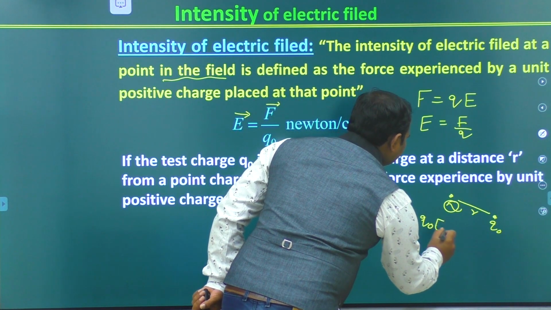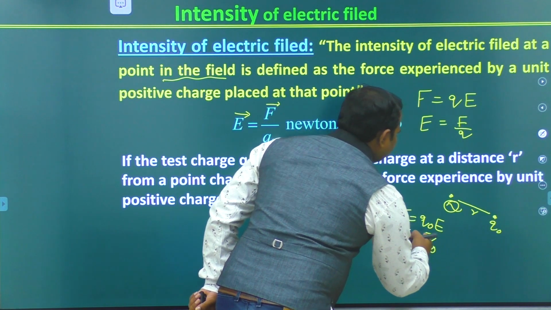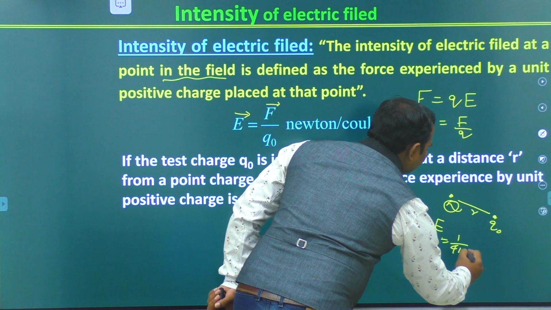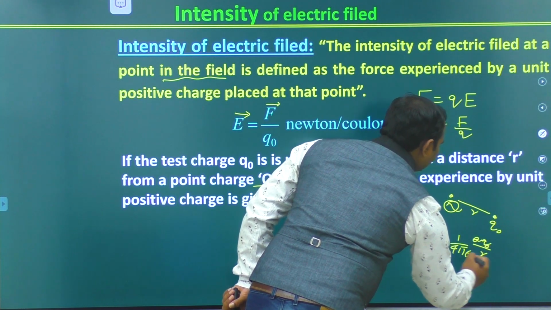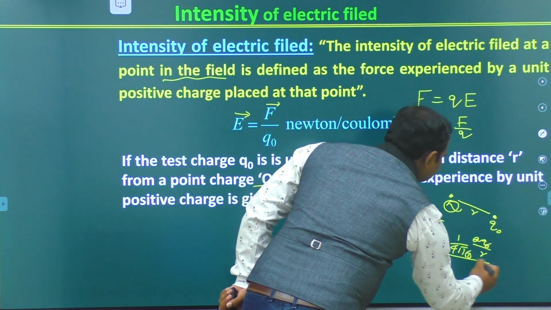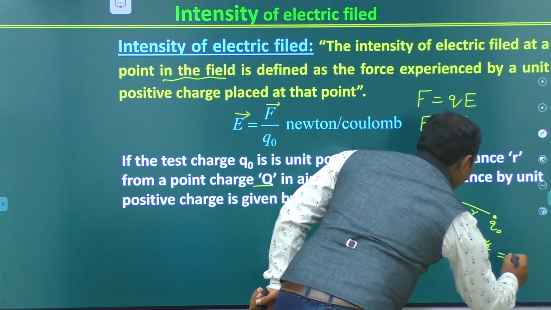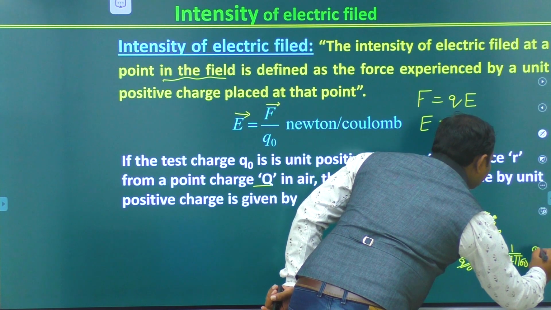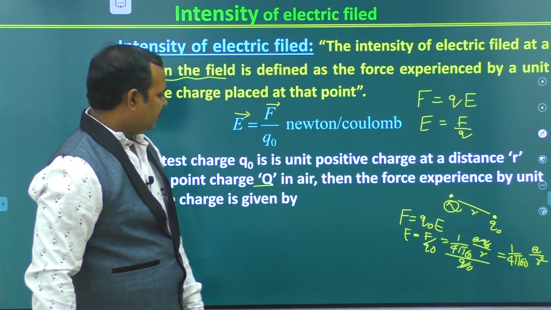Q naught into E. So E is equal to F by Q naught. But you know F, the force between these, you can write 1 by 4 pi epsilon naught Q Q naught by R square. So by Q naught means you need to divide by Q naught, so Q naught will be cancelled. So the answer is 1 by 4 pi epsilon naught Q by R square. This is the intensity of electric field.